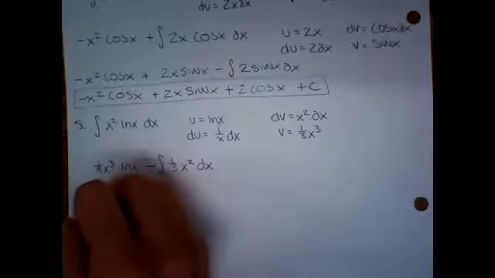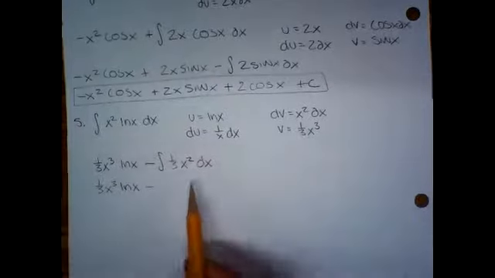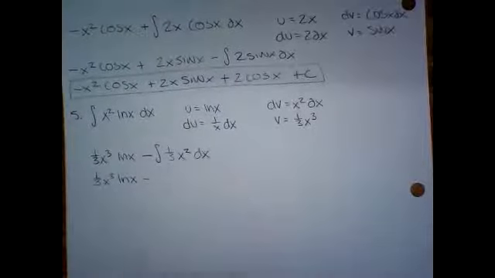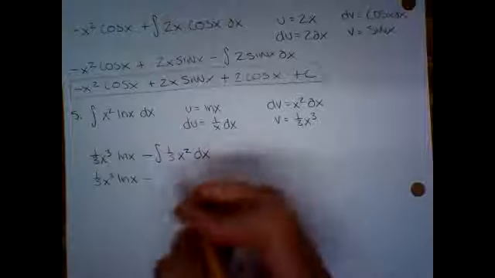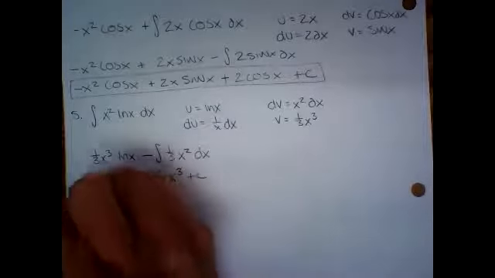And then this first part's going to just be what it is. You just copy that. And then we just have to do an antiderivative here. So for the x squared, it would be 1/3 x cubed, but there's already a 1/3 there. So it'll be good, 1/9 x cubed plus c.